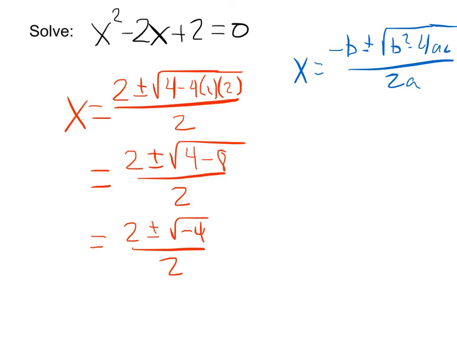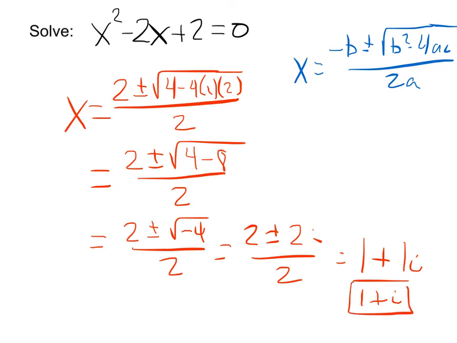That square root of negative 4 is obviously an imaginary number. So I have 2 plus or minus, that's going to be 2i over 2, and I'm going to distribute the division here again, 1 plus 1i, or just simply 1 plus i, and plus or minus i, and that is my answer.